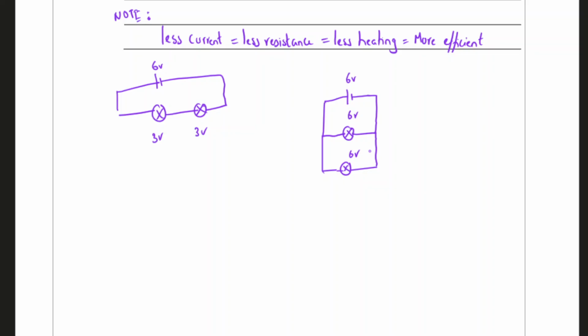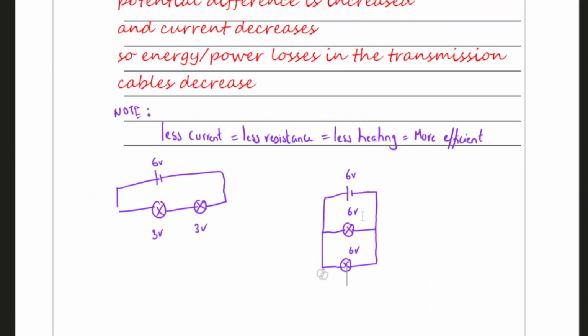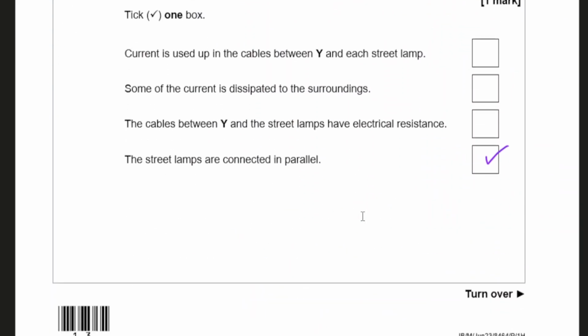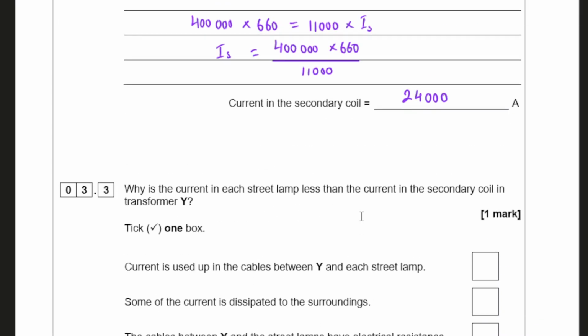So according to the question, it should be 11,000 volts. It's a current. Okay. Sorry. Right. So it's not the voltage, it's a current. So what happens to the current then?